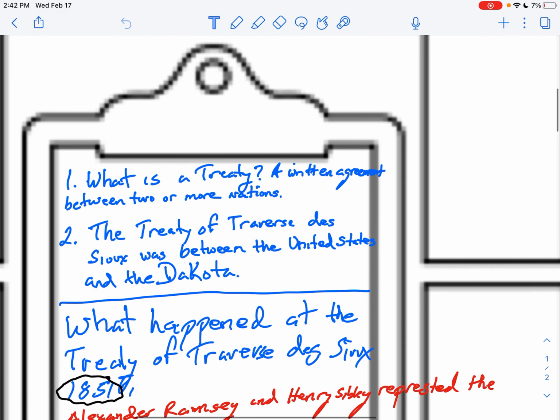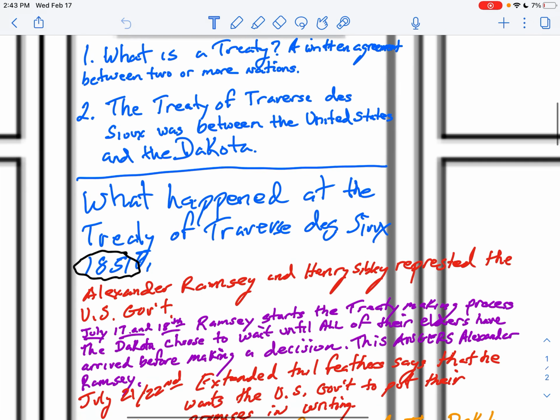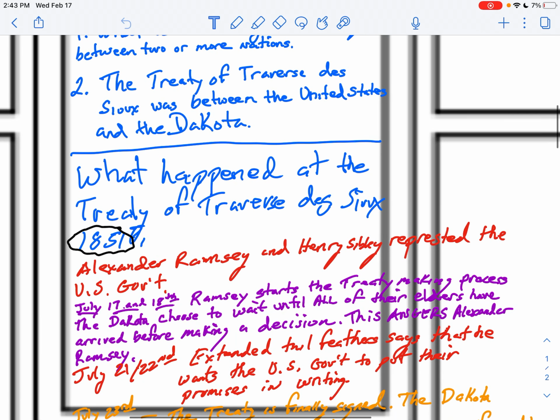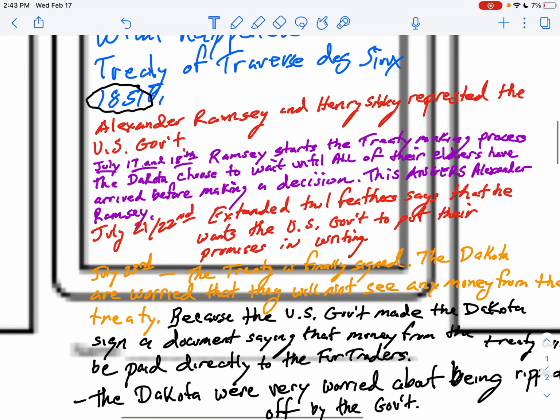What happened? What is a treaty? A written document between two or more nations. Who was involved at the Treaty of Traverse des Sioux? It was between the United States government and the Dakota.